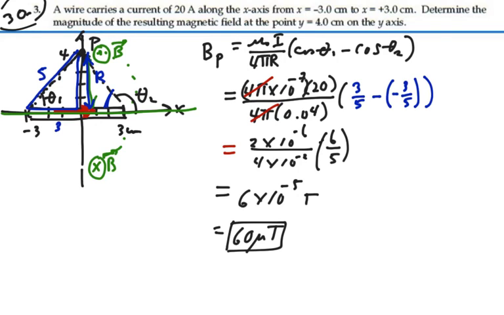Direction, as we indicated, would be out of the page towards you by the right-hand rule. So that's our answer. 60 microtesla out of the page towards you.